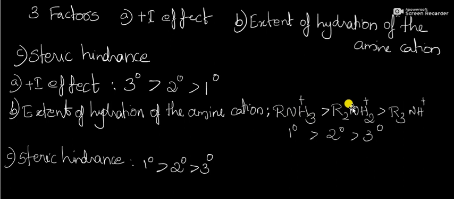And secondary amine will be less hydrated, due to the number of hydrogen atoms present in this secondary amine being 2. And in the case of tertiary amine, the number of hydrogen atoms is 1. So the hydrogen bonding will be less for tertiary amine. So the order of extent of hydration or extent of solvation is primary greater than secondary, which is greater than tertiary.